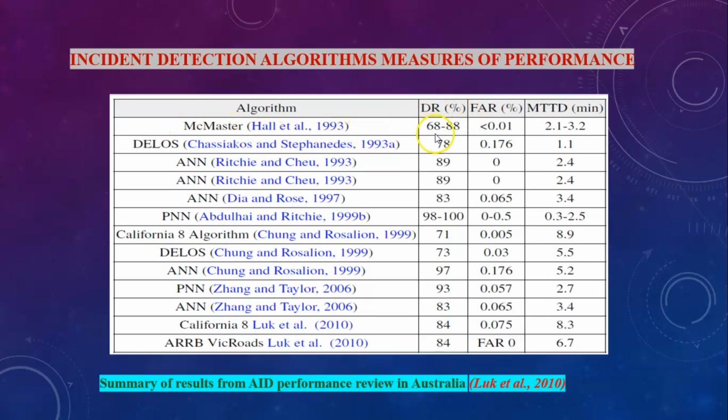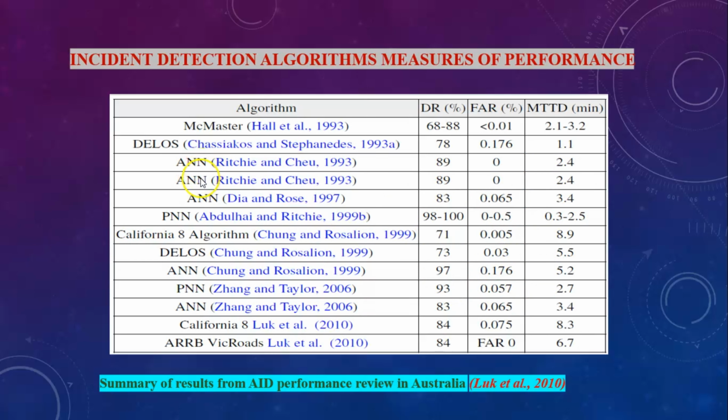This is McMaster et al., 1993. We saw that the detection rate is within 68 to 88%, and the false alarm rate is less than 0.01. This false alarm rate is very good under this algorithm. But here we can see the time to detect is within 2.1 to 3.2 minutes, which is so much compared to some other ones we have here.